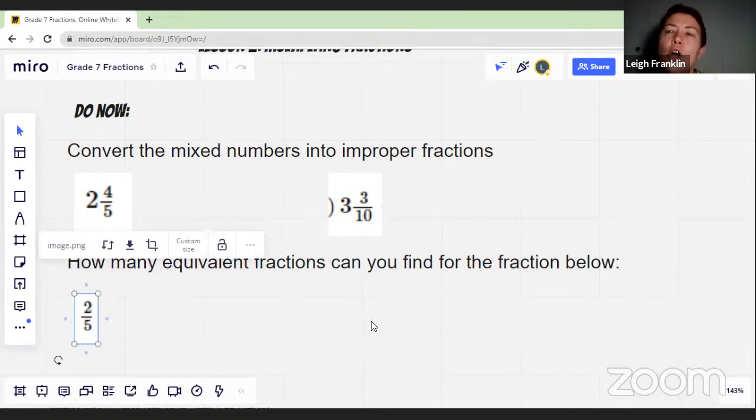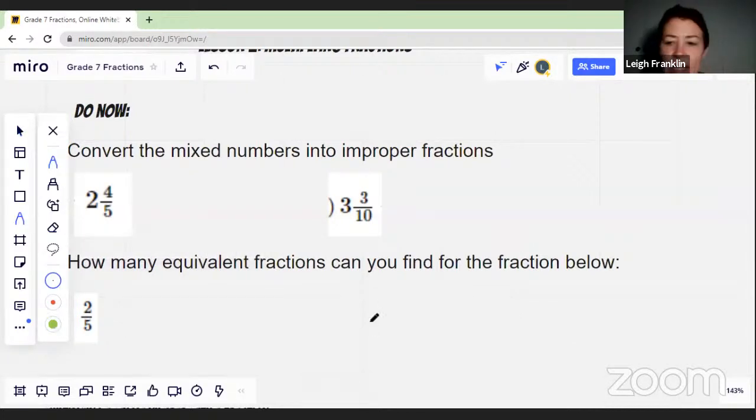Do you remember we were talking last time about equivalent fractions? In other words, it's going to be something that has the same basic value, but with different numbers. So when I asked how many equivalent fractions you can find for this fraction, I was hoping somebody would say, I can multiply the top by 2 and get 4, and I can multiply the bottom by 2 and get 10. So that would be one equivalent fraction.